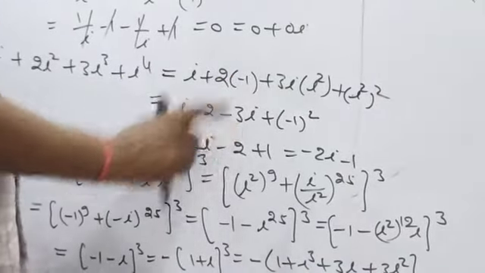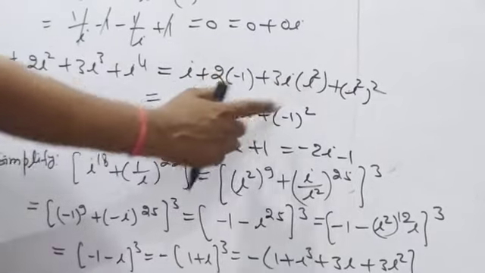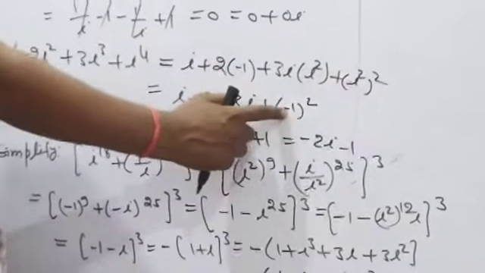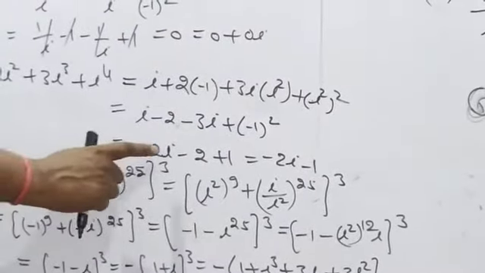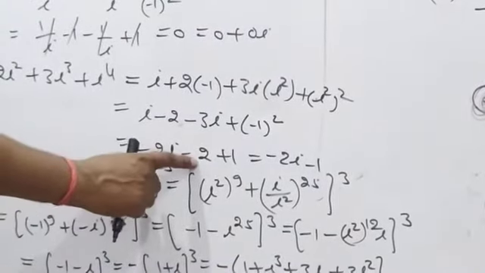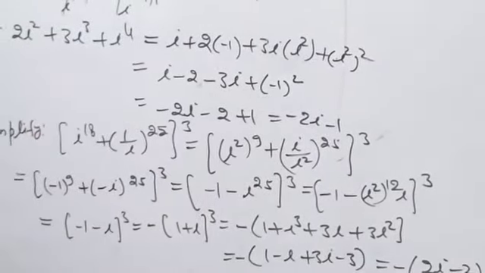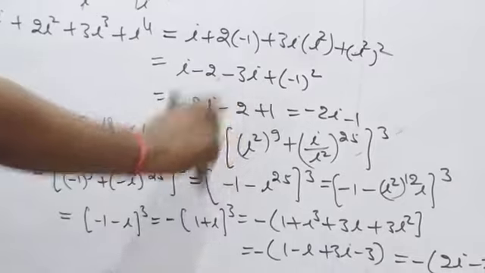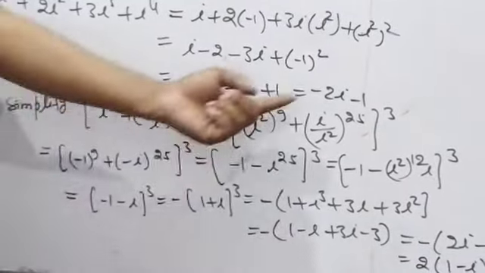And 3i into i square, that means minus 1, that is minus 3i, plus i square means minus 1, then minus 1 whole square. At last, minus 2i minus 2 plus 1 is equal to minus 2i minus 1. Clear? Here minus 1 is the real part and minus 2 is the imaginary part.